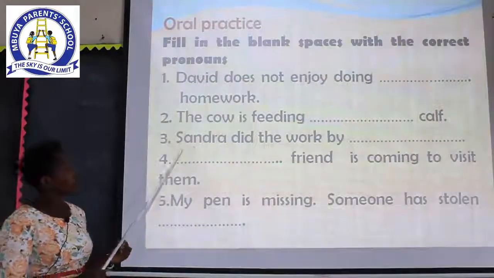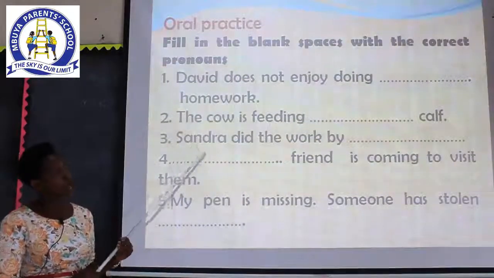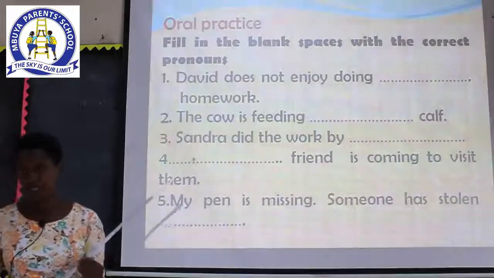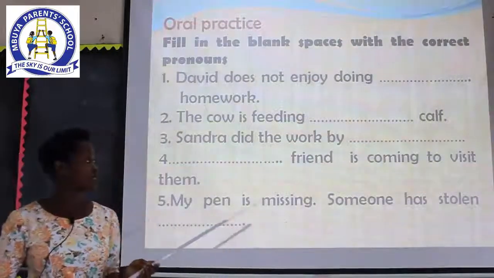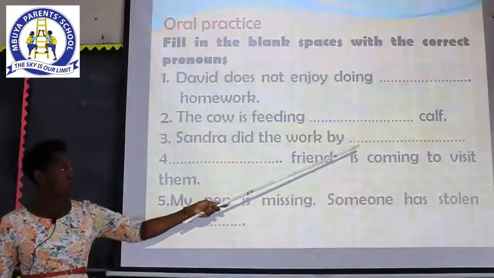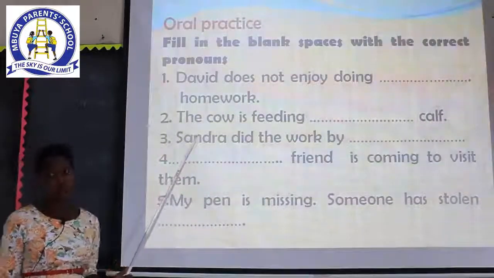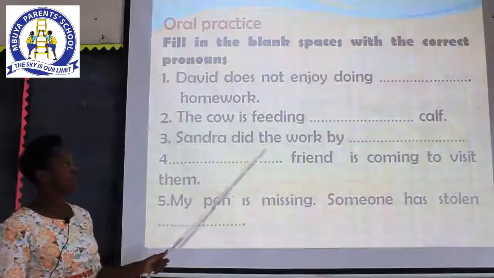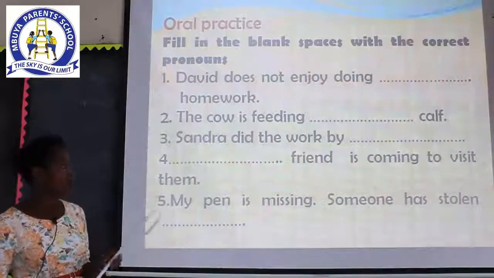Then we have number 3. Sandra did the work by dash. So we are going to say Sandra did the work by herself. Sandra is a girl child. So we say Sandra did the work by herself.